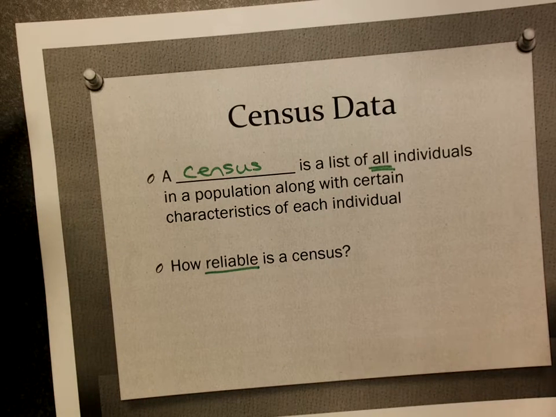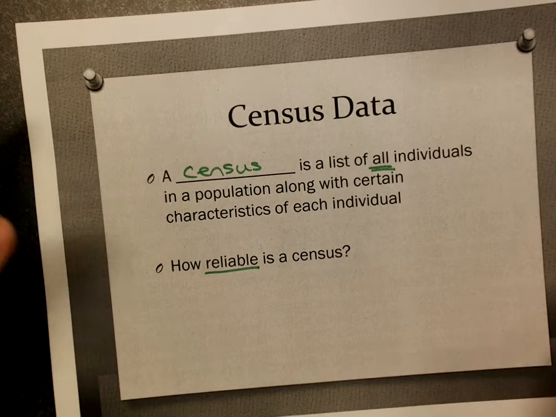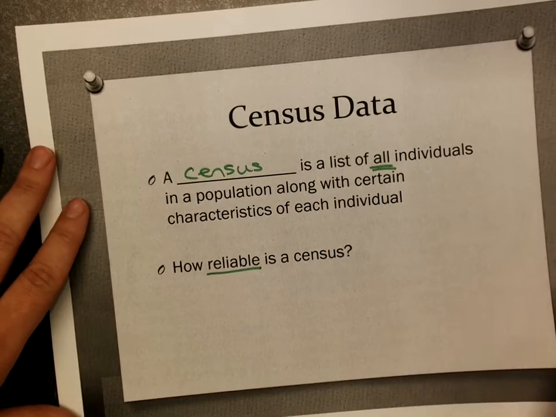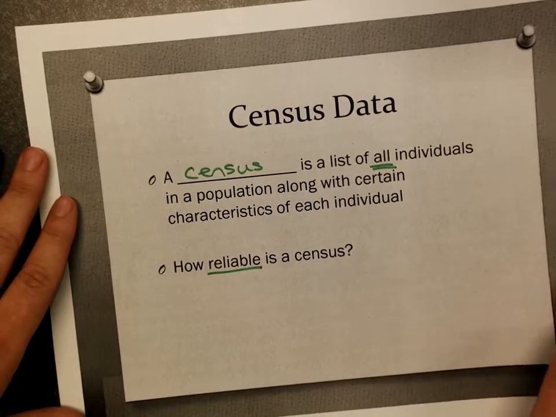It seems like it would be perfect if you can get every result from every person. Then you would have a perfect set of data. On the next slide, I want to show you an example of what it means to take a census.